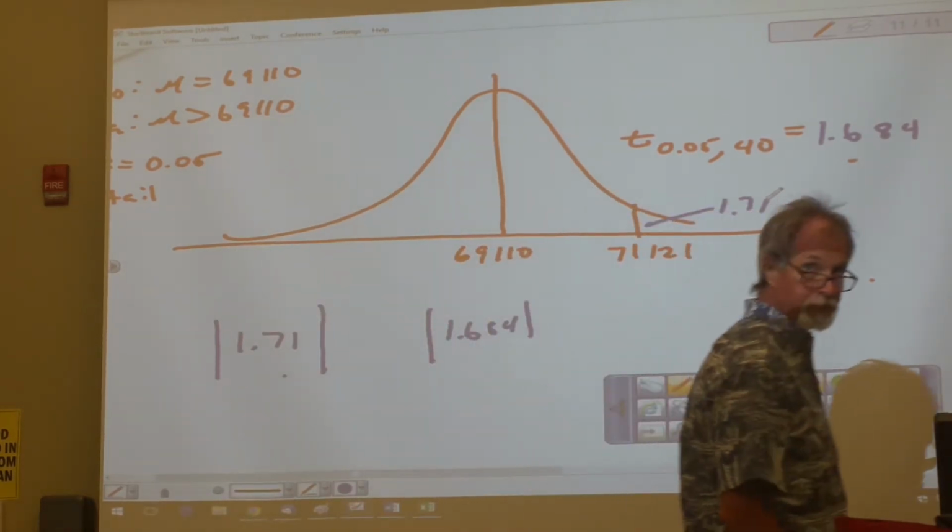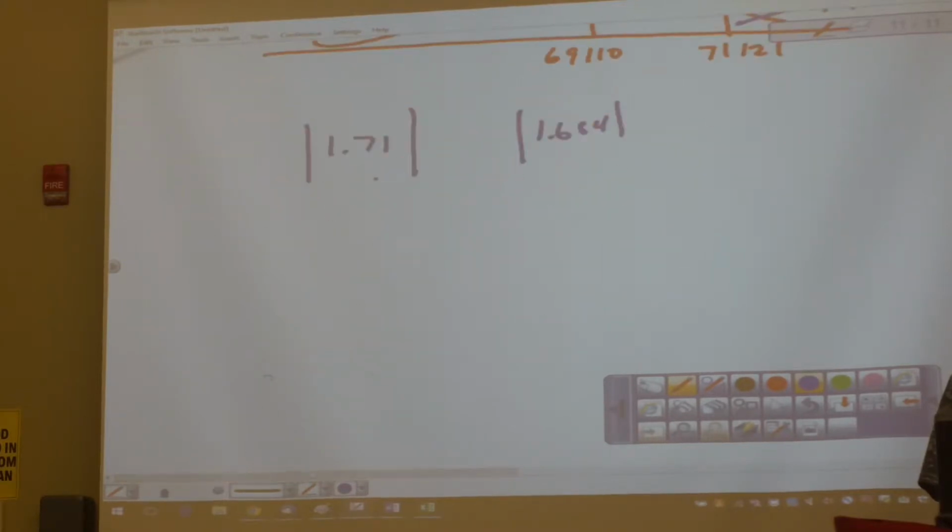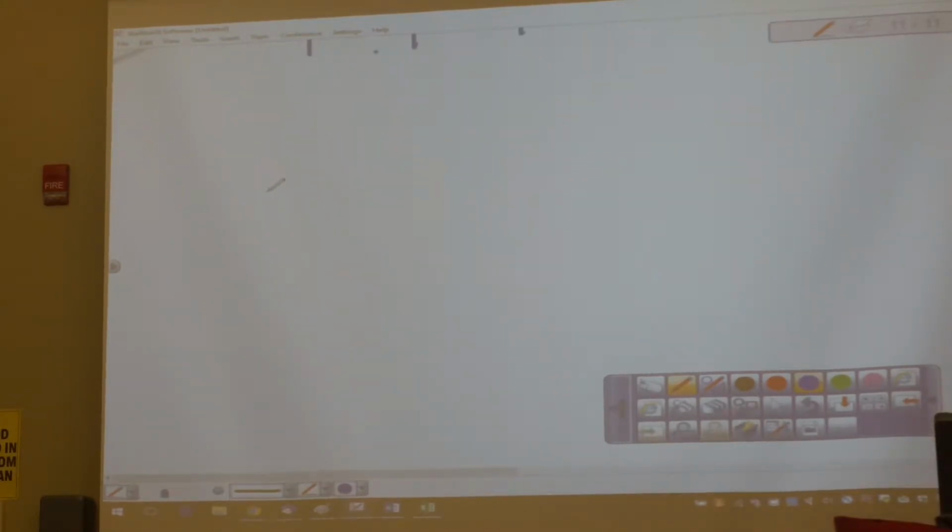Can you show me what you chose for your test statistic? It said we're supposed to get the X bar, which would be 71,121 minus the mu, 69,110, divided by the standard error estimate, which was 7,489. Okay, then I did something wrong with that one.